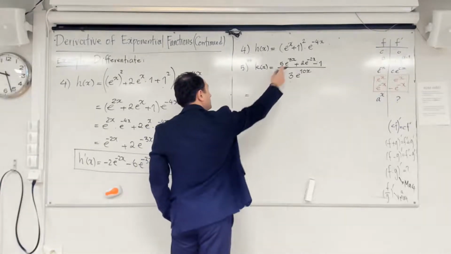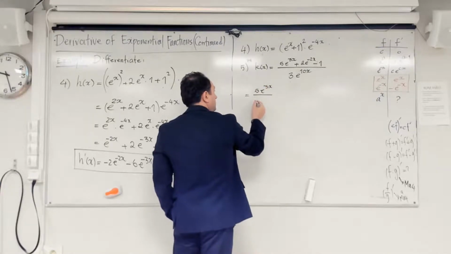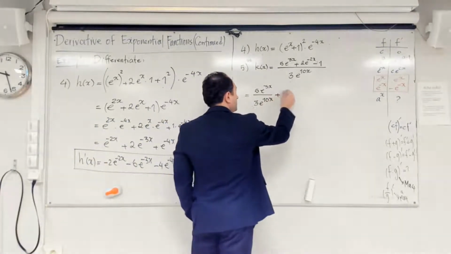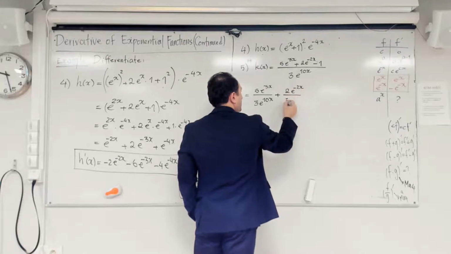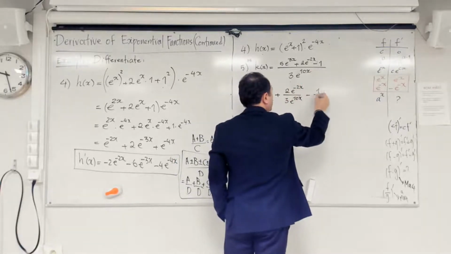So this becomes 5e to the power 3x divided by 3e to the power 10x. And then I go to the next one. 2e to the power minus 2x divided by 3e to the power 10x. And finally, minus 1 divided by 3e to the power 10x.